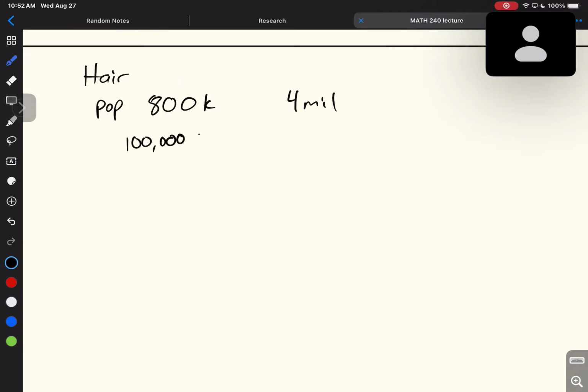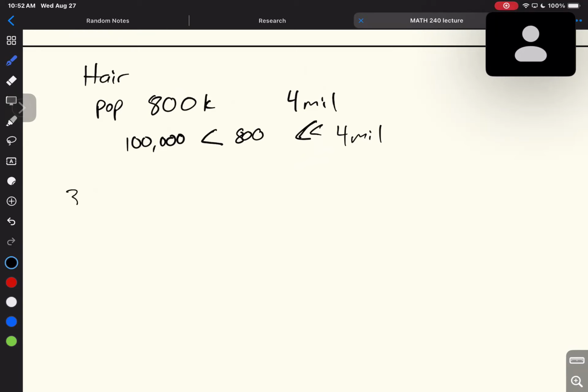Since that is less than 800,000 and it's also less than 4 million, then yeah, there's probably at least 2 residents of San Francisco and Los Angeles that have the same exact number of hairs on their head.